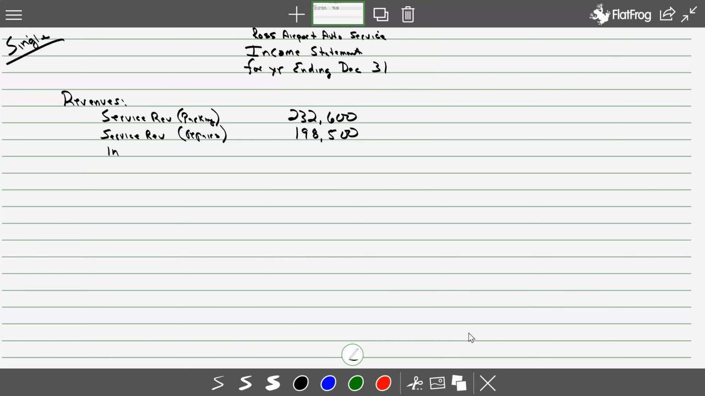Since we're doing a single step, we do not have to separate it out. This would go in the other column if we were doing a multi-step income statement, but we're not. So we'll list interest income of $4,100.